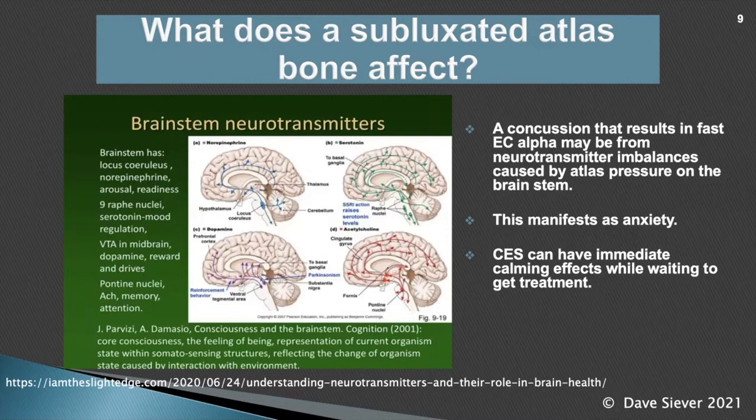I don't have too much evidence, but I have one case at this point in time that showed that after NUCA, that fast running eyes closed alpha did slow down, which suggests to me that, yeah, there was a neurotransmitter imbalance as a result of inflammation of the brainstem. And also there's anxiety associated with that condition. So the anxiety was resolved at the same time.